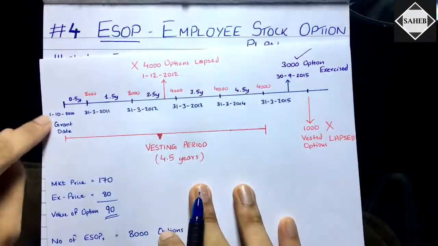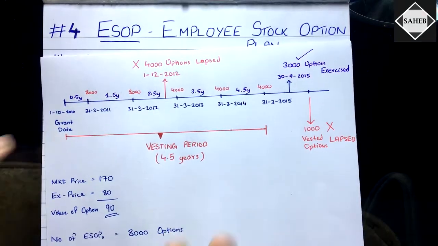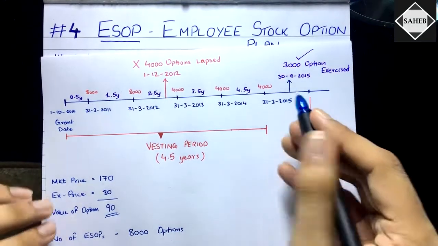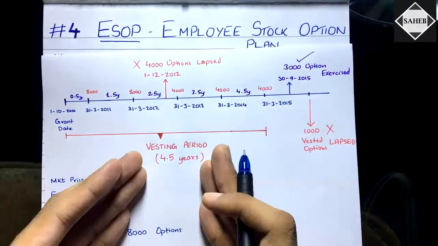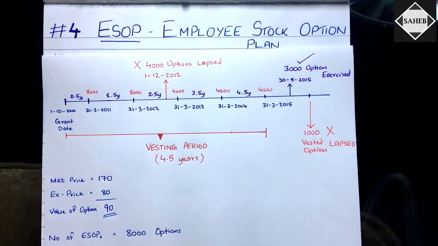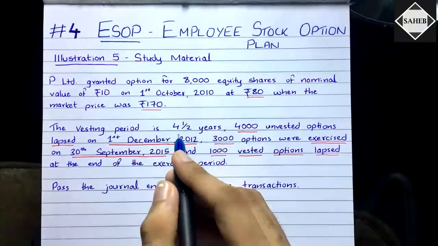Yeah, which we are offering now at the grant date, but you will be able to use that only in the exercise period after satisfying the vesting condition, the vesting period, that is being the employee for 4.5 years. Yes, that's a vesting period. So vesting period is 4.5 years.